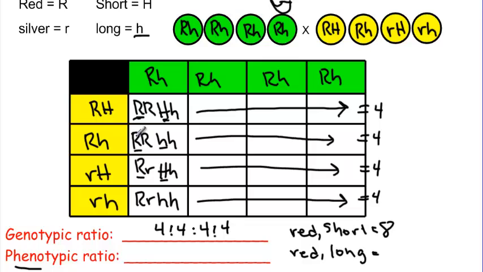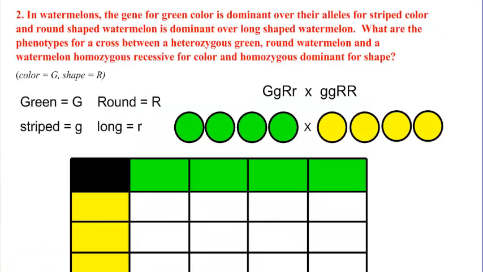And if I go with the combination big R, little h, I have 8 for that one. So my phenotypic ratio is 8 to 8, and that equals 16. But you may have another class where you'll be asked to reduce that. Okay, so that's number 1.